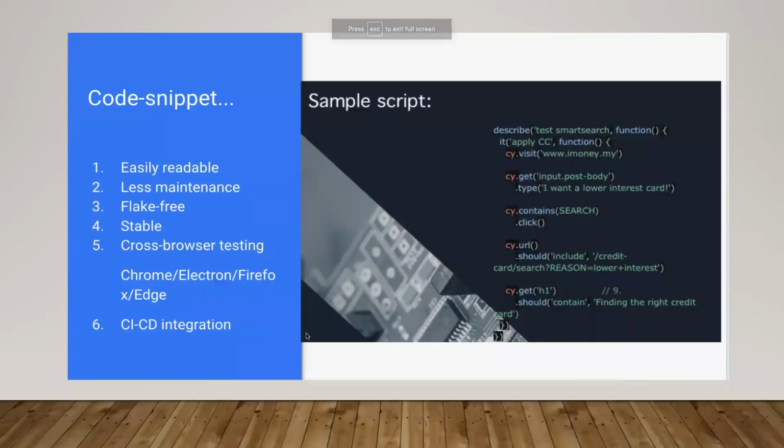Okay, you can see a simple code snippet here. Describe is a Mocha test suite, and it represents a test case, the it block. And here we have to give, for example, the test name: smart search and apply credit card. cy.visit is the command to open the website. Then cy.get gets the locator, the CSS selector. Type is to input. Contains means getting some label, like search, or a login label, or a sign up label. Click. Here we don't need to identify the locator, we just need to give the function cy.contains with search or login.